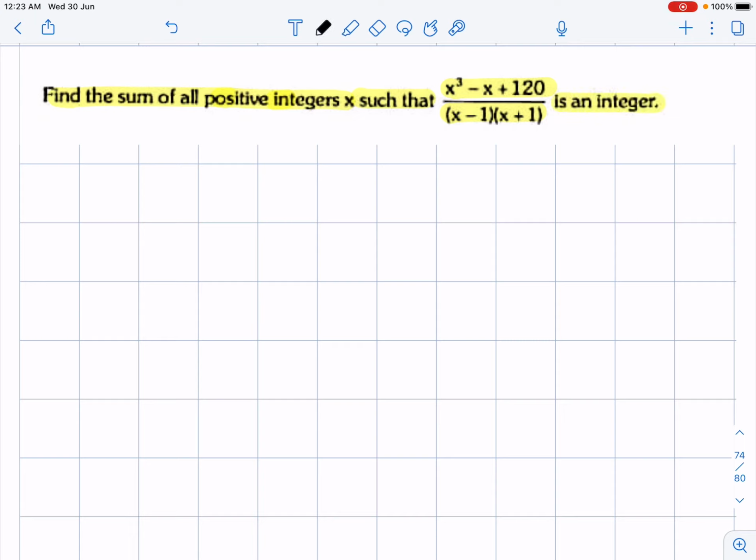So guys, I'll be going to divide the numerator by the denominator polynomial because we have cubic in numerator and the quadratic in denominator. So yeah, it can be easily divided. So what is the numerator polynomial we have? x cube minus x plus 120 divided by x minus 1 multiplied by x plus 1.